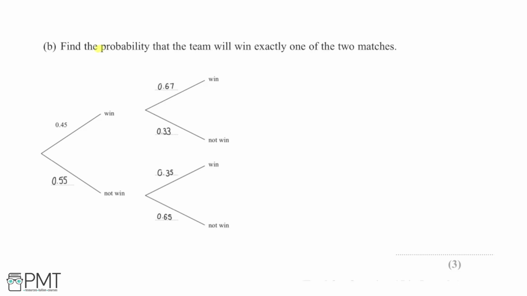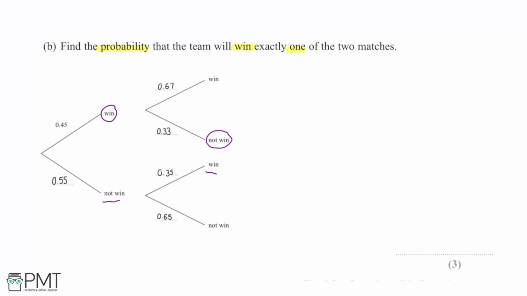So here I'm asked to find the probability that the team will win exactly one of the two matches. So if I have a look at the tree diagram, there are two ways of this happening. So they have to win exactly one, so they could either win on Saturday and then lose, not win on Sunday, and they've won one match. Or alternatively, if they didn't win on Saturday, they could then go on to win on Sunday and win exactly one match in total. So now I need to find the probability of these two events occurring, and then I can add them together to find the total probability that they'll win exactly one match.